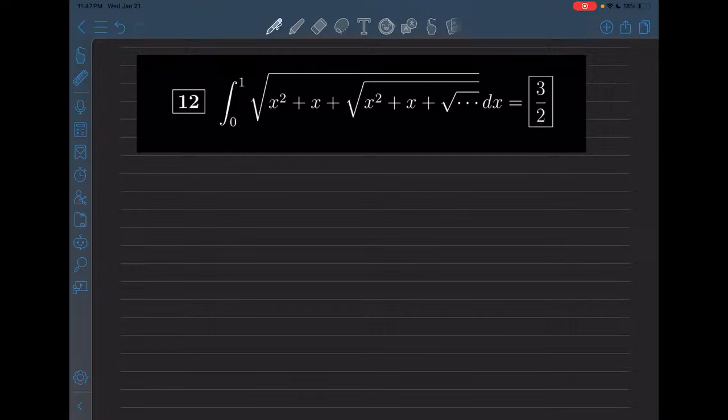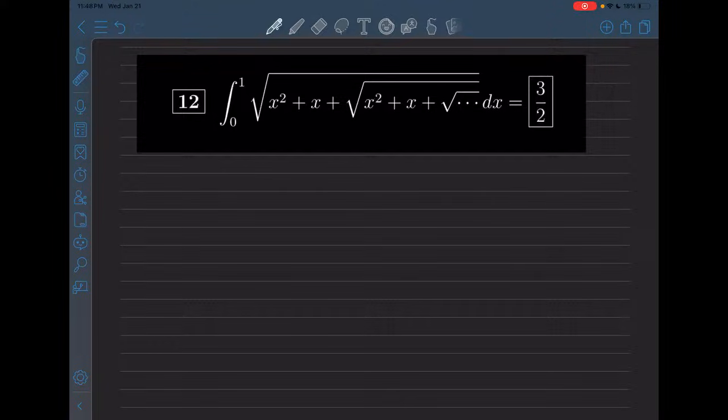I do have some ideas, but I want to go with your ideas first, if you guys have any ideas on this problem. It repeats, so denote a part of the radical as a variable. Yes, I was also going to go with that.